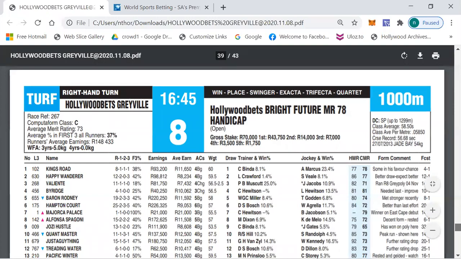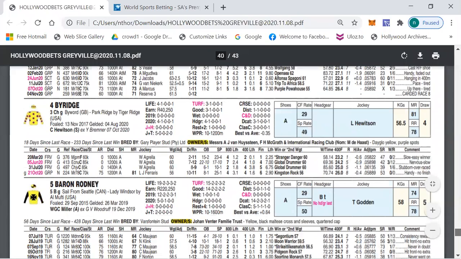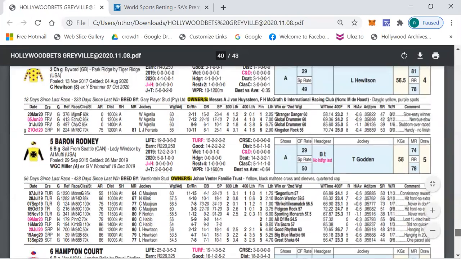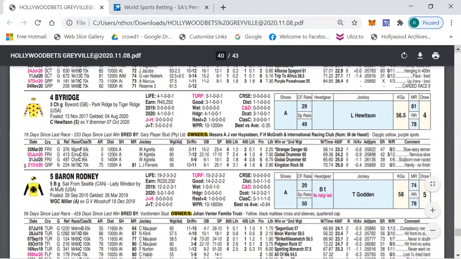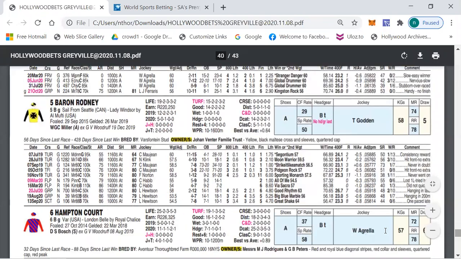So let's have a look here. My first selection is number 4, Bybridge. He is one of the ex-PE horses, but did run well last time behind Kingston Rock. I do feel that today, over a little bit shorter, he will definitely give a huge account of himself with Hewitson on board. Then number 5, Baron Rooney, is also an ex-Joburg horse, has had a few runs in the new province and wasn't disgraced. He has been running in much stronger company, 86 against today's 73. I do think Baron Rooney in this class today can be competitive.